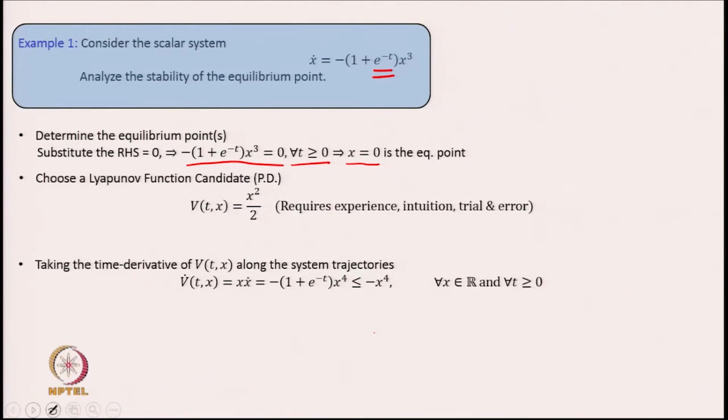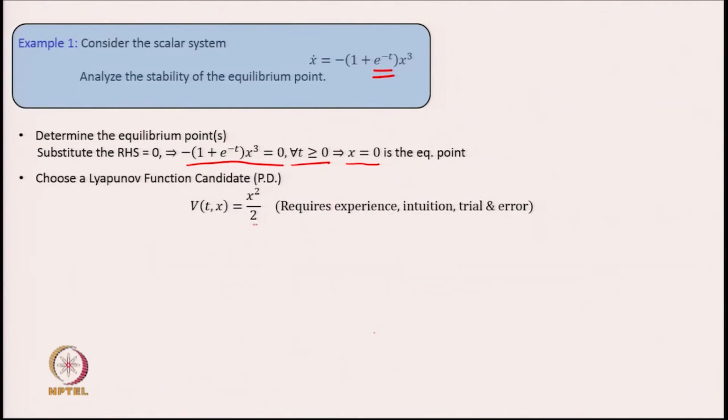Okay, so this function is positive definite, right. This function is also decrescent, because here W1 and W2 are simply equal to the Lyapunov function candidate itself. So, it is easy in this case because we have chosen a function which is not time varying.